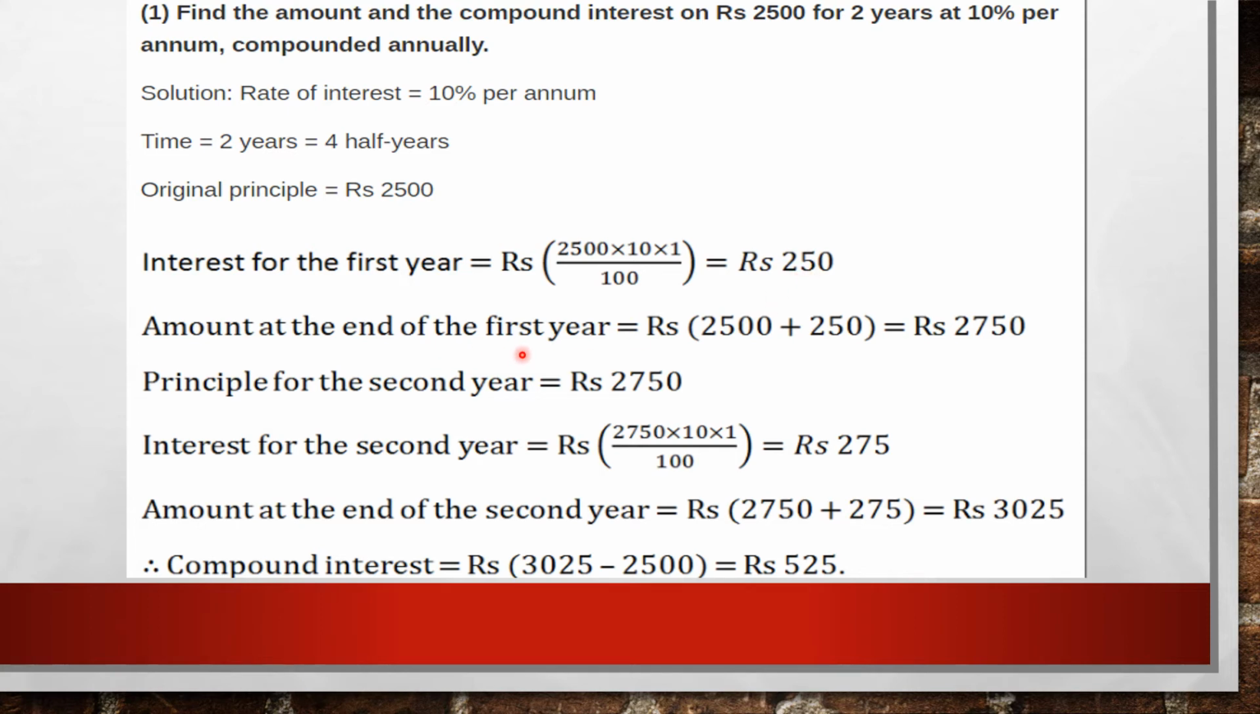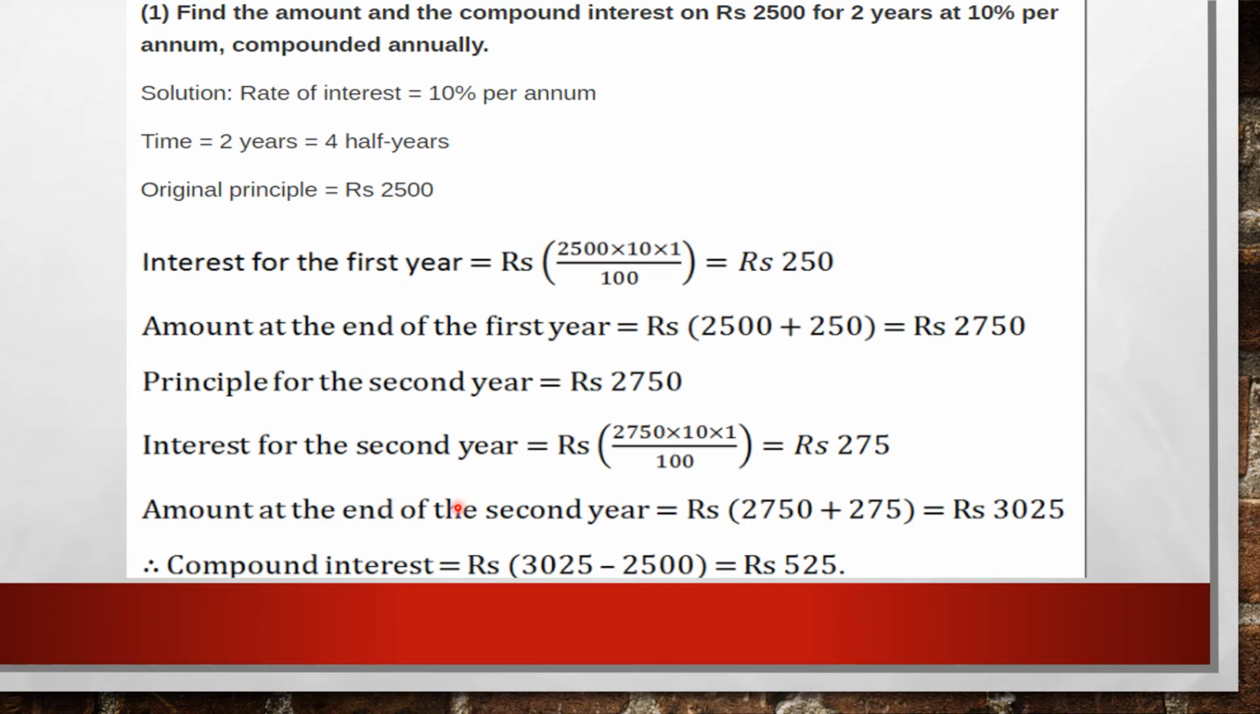The amount at the end of the first year is 2,500 plus the interest, that is 2,750. The principal for the second year becomes the principal amount along with the interest, that is 2,750. So the interest for the second year is the principal amount 2,750 into number of years 1 year, rate of interest 10 percent divided by 100. We get 275. So if you see, the interest for the first year is 250 and the interest for the second year is 275, because the principal amount has increased.